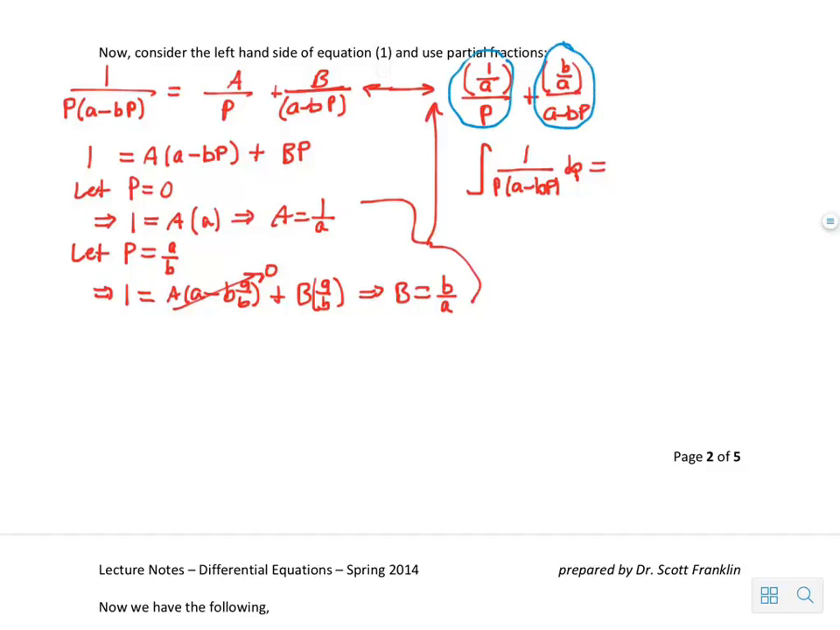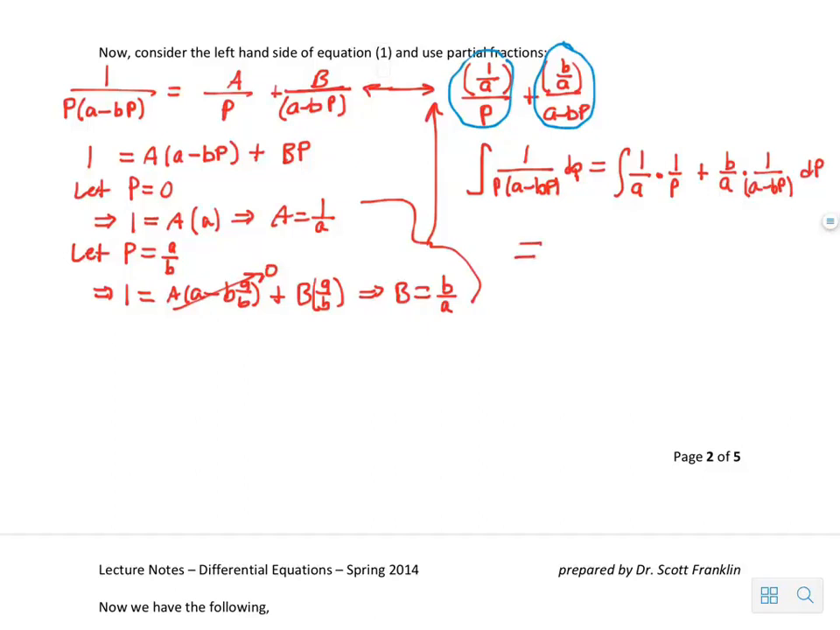So here's how I'm going to write that. I'm going to do the integral, and I'm just going to pull that 1 over a out front because I like writing it that way better. Plus, I'm going to do b over a times 1 over a minus bp dp. So that original integral that I wanted to take, I can now write in that way.